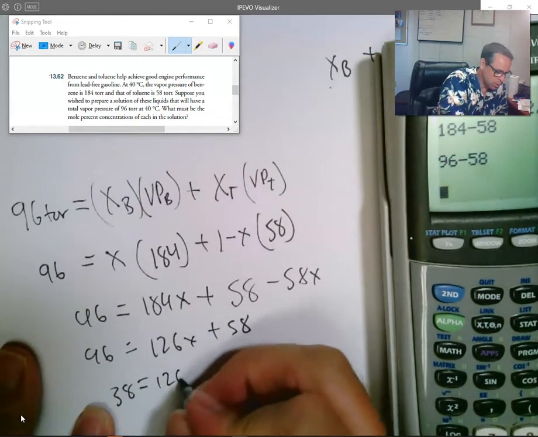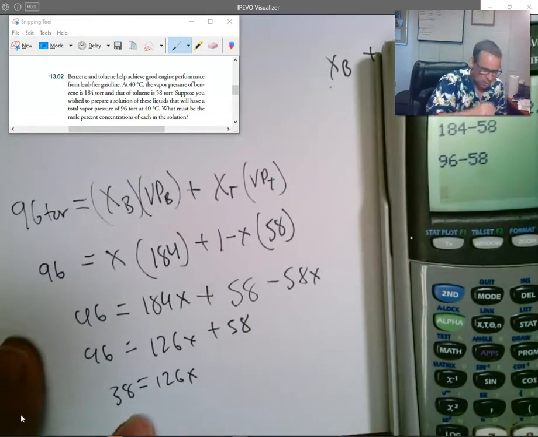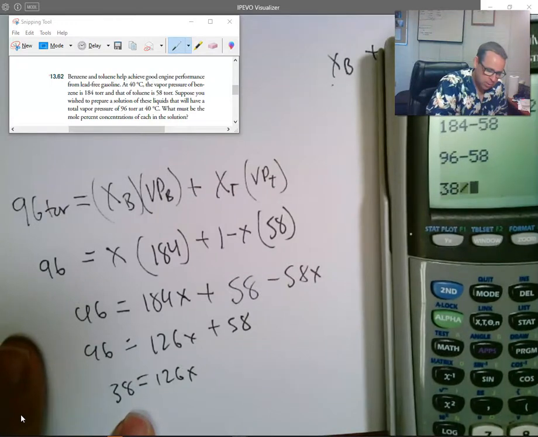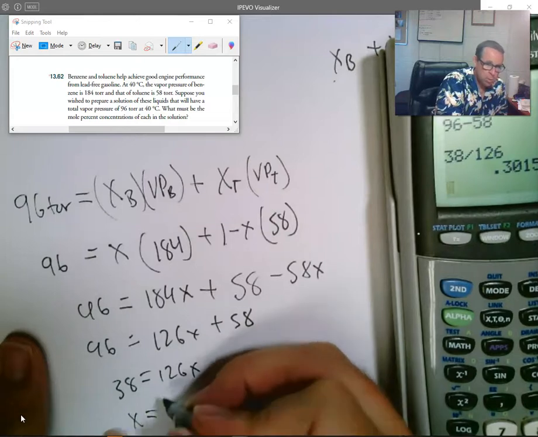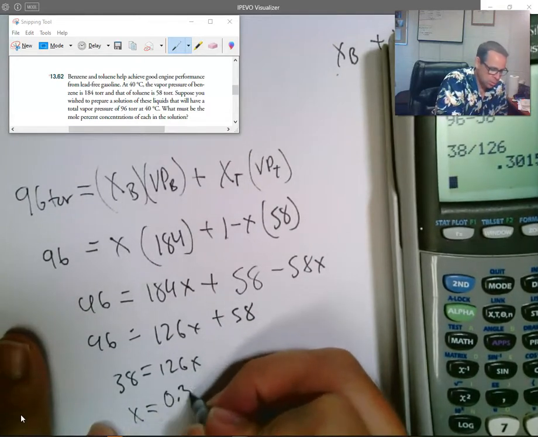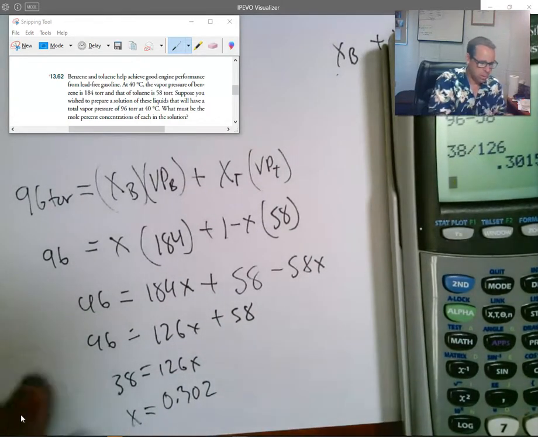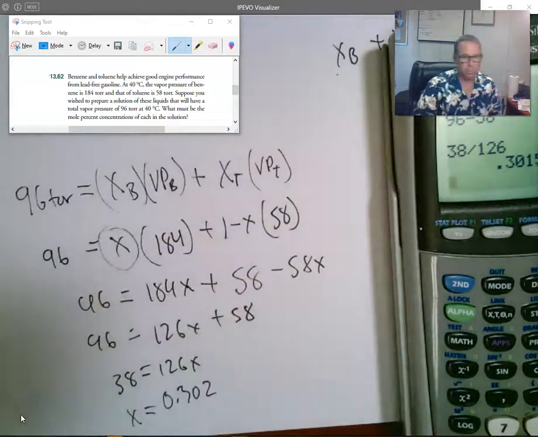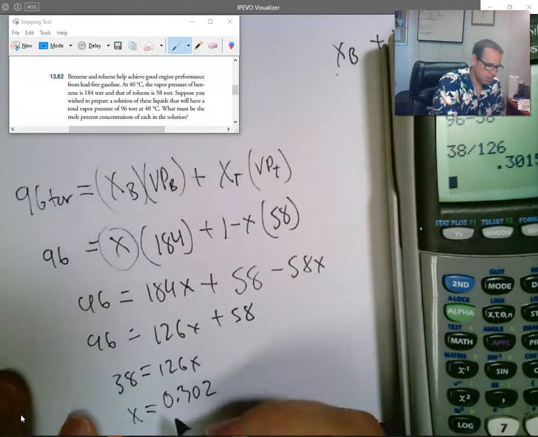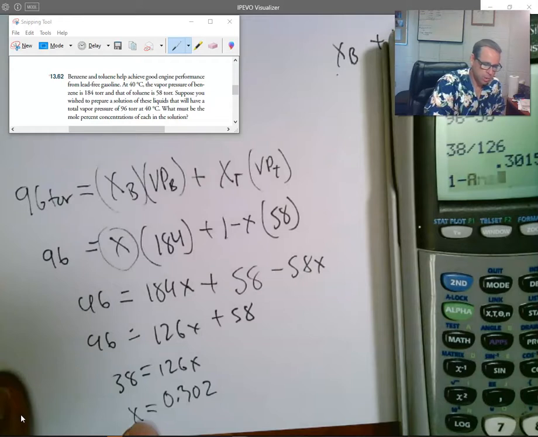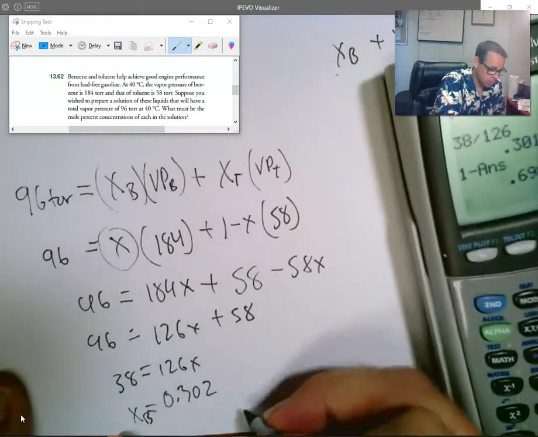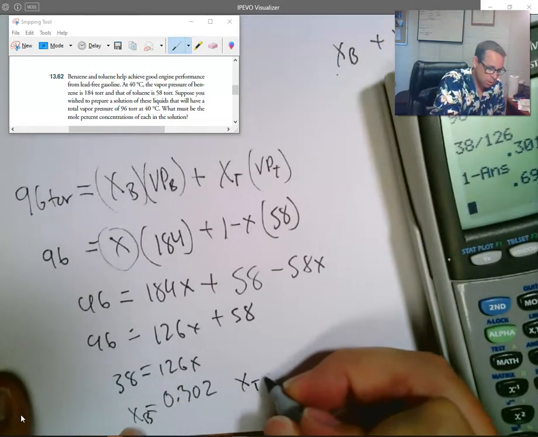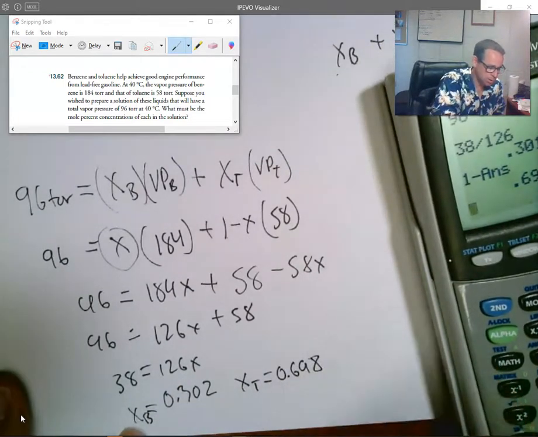38 equals 126x. Okay, so then 38 divided by 126, x equals 0.302. So then if that is my mole fraction of benzene, then 1 minus that will be our mole fraction of toluene, which equals 0.698.